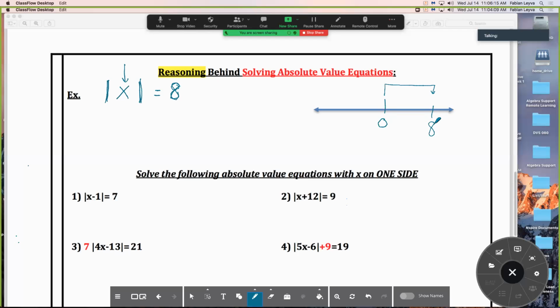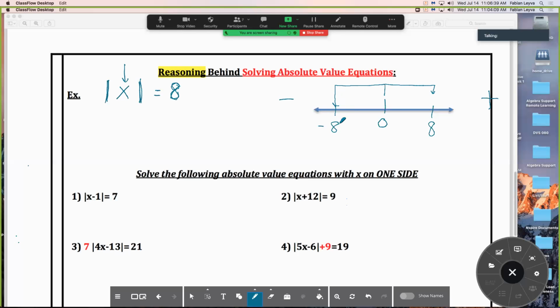Now keep in mind that when you're doing a distance away from 0, there's a positive direction and there's also a negative direction. So what happens if I go 8 units in the opposite direction? What integer do I end up at? -8. Negative 8. Absolutely right. Now, what does this have to do with equations?